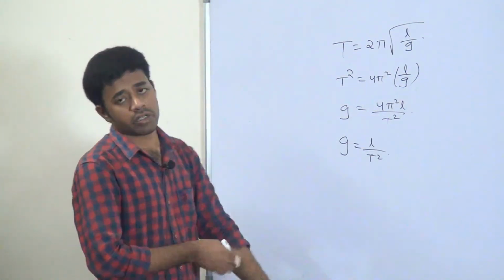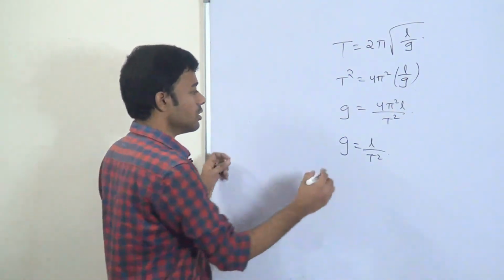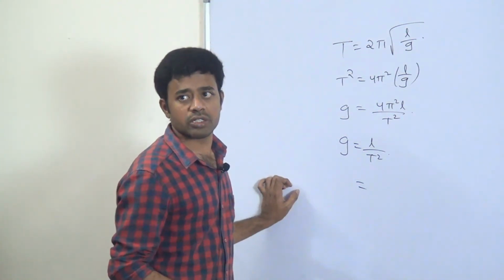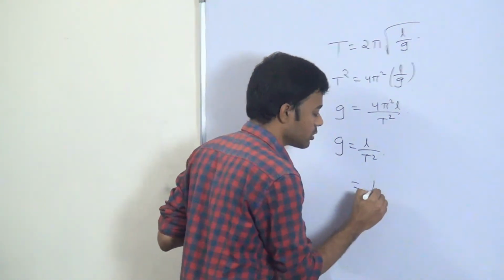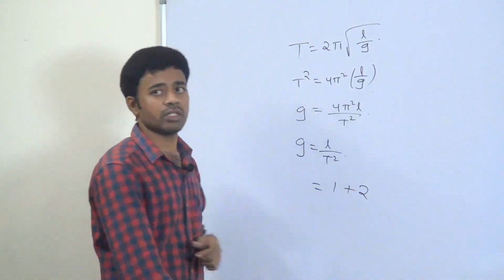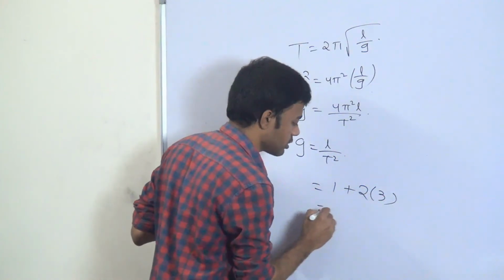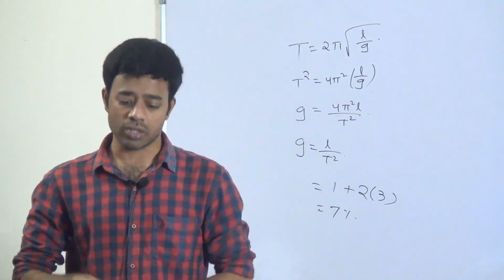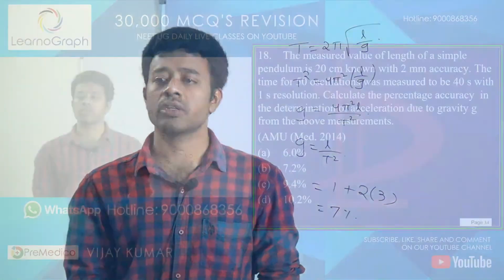Here we have to add those errors. The error in the length is given as 1% and the error in time period is given as 3%. So it is 1% plus, as it is T squared, 2 into the error in time period, which is 3%. 2 into 3 is 6, which gives 7% error in calculation of g, which is option D. Next, problem number 18.